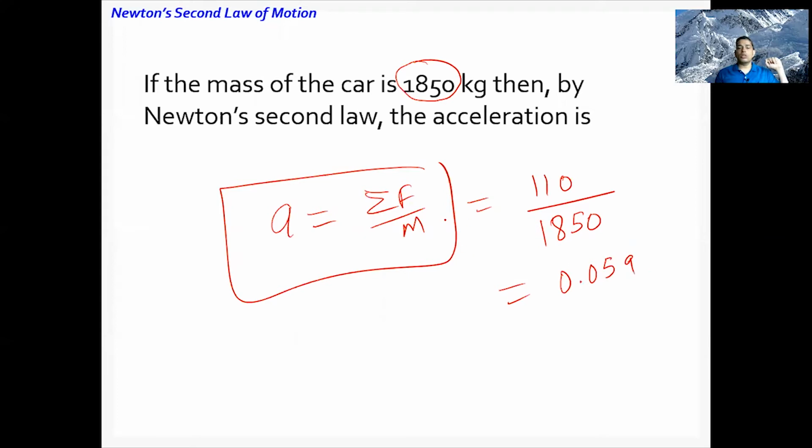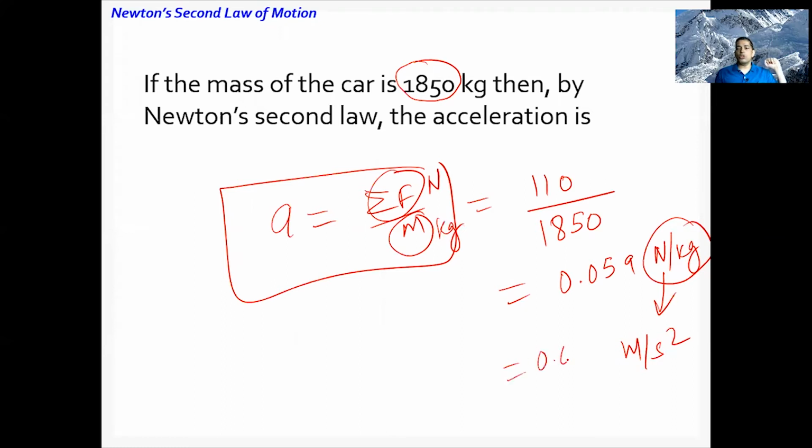So what is the unit? Net force, what is the unit? Newton. What is the unit of mass? Kilogram. So the unit is Newton per kilogram. Also, this can be written as meter per second square, which is your familiar unit of acceleration, right? Which is 0.059. So acceleration has two units, Newton per kilogram and meter per second square.